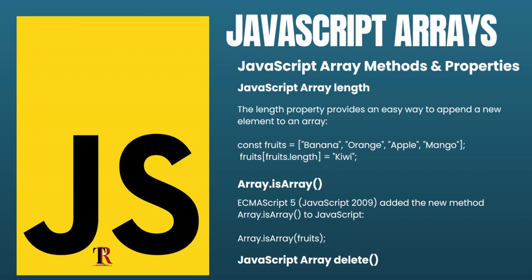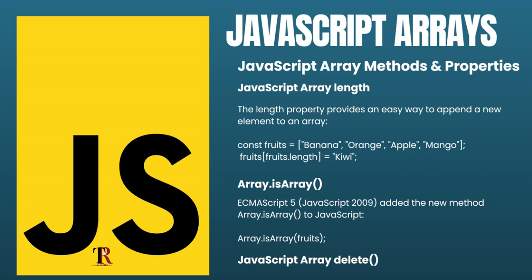Also, we are going to be considering the array isArray method, which was introduced in ECMAScript 5 in 2009. And this isArray method, we have used it also to show how a variable can be determined whether it is an array, and we are going to repeat that as well in this video.